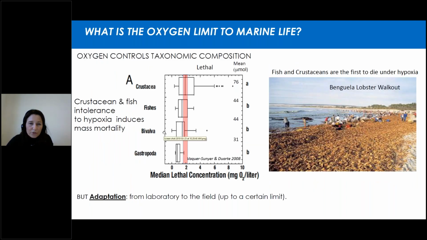This will control the taxonomic composition, so oxygen can impact the different taxa differently. The crustaceans and the fish will be the most impacted by low oxygen conditions.